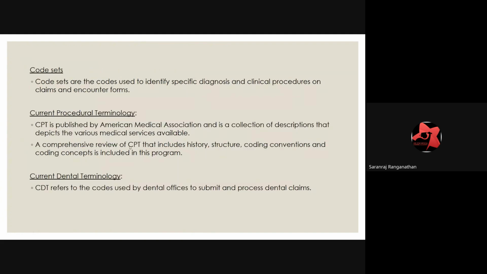Next, code set. Code sets are the codes used to identify the specific diagnosis and clinical procedure on claims and encounter forms. So for a particular code set, it is how they follow it in coding. Each and every procedure has individual codes, and each and every diagnosis has separate codes. That classification is derived with AMA and CMS involvement. So that is a code set.